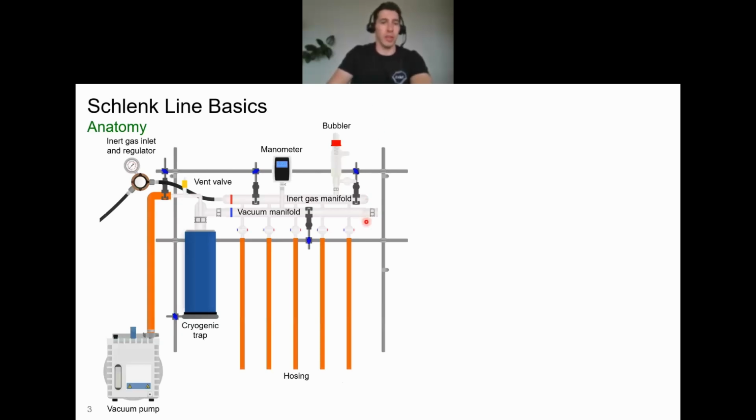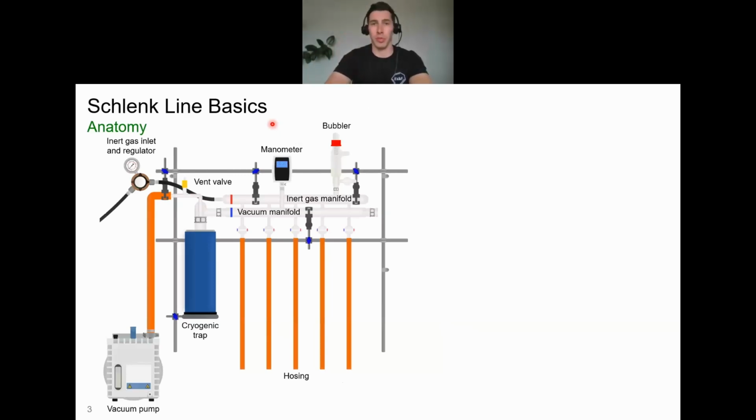We also have a vacuum manifold, which is controlled by our vacuum pump. Again, I'll talk about these later on. And in between the pump and the Schlenk line itself, we have a cryogenic trap. So this is most commonly a dewar of liquid nitrogen, although you can use other cryogens such as dry ice. And this condenses any volatiles or solvents that we remove under vacuum so that we collect them and, of course, protect our pump.